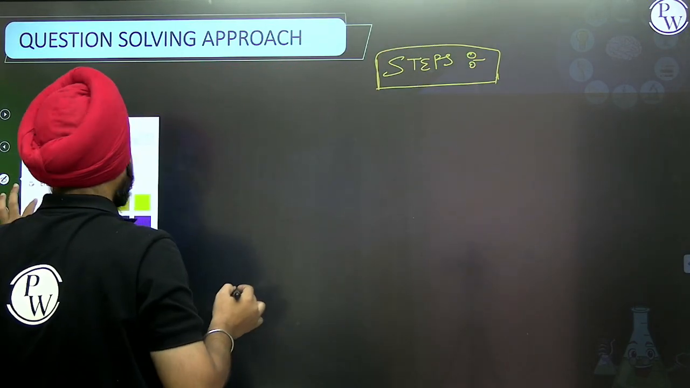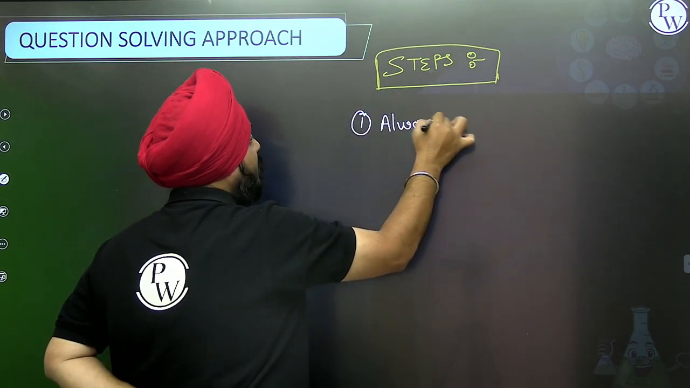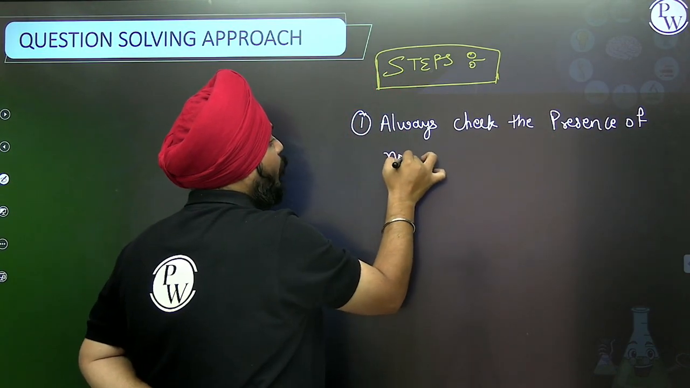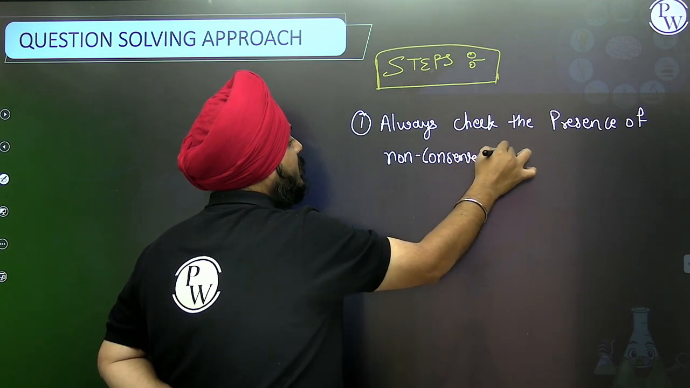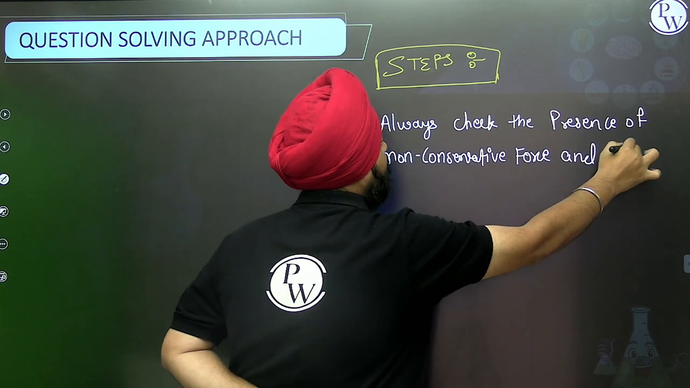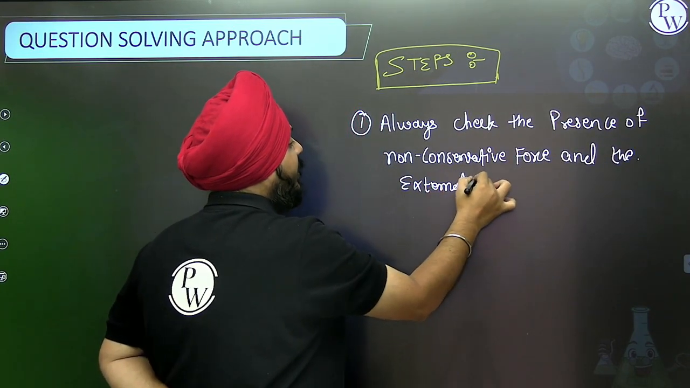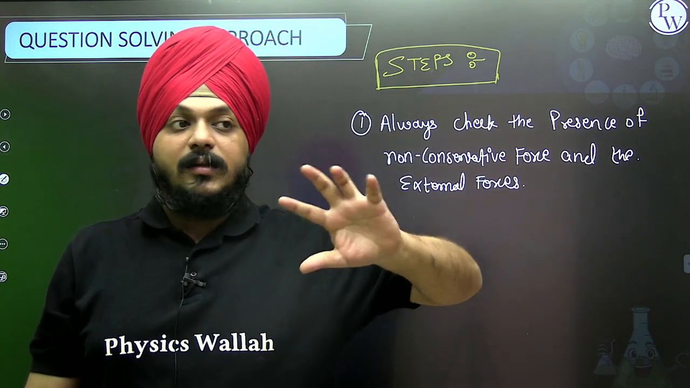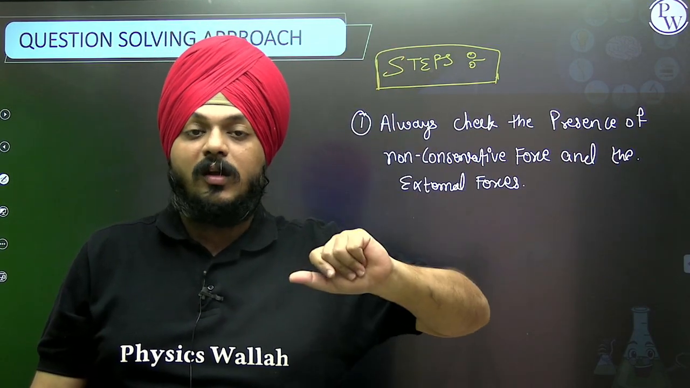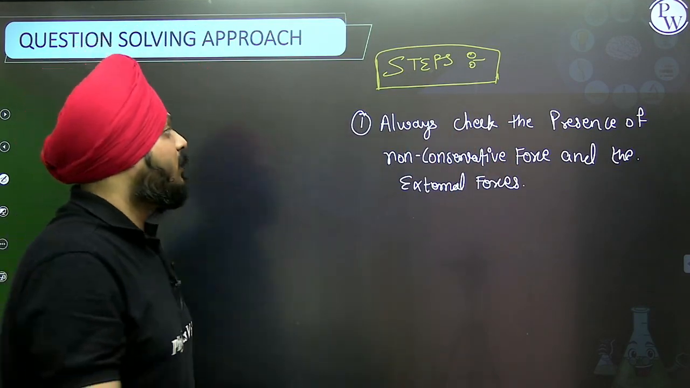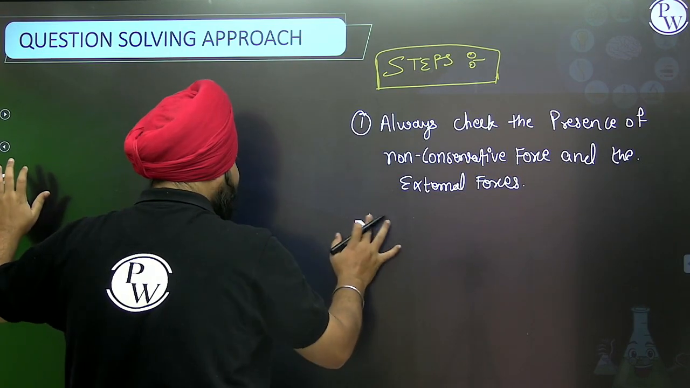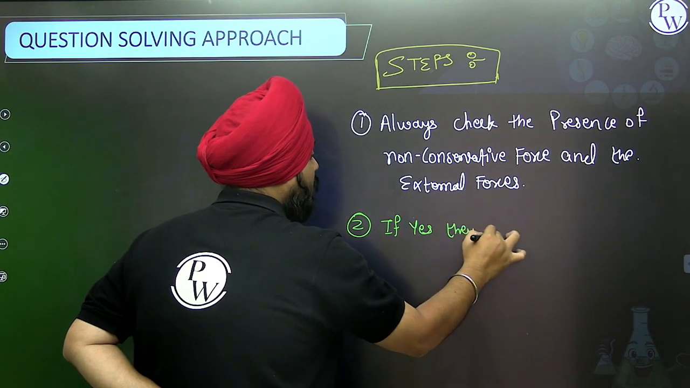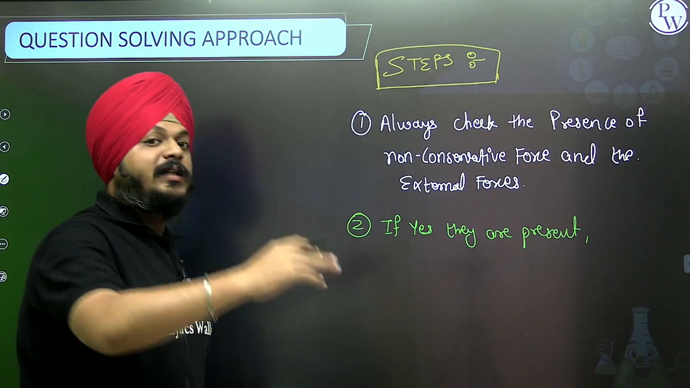The first step: always check the presence of non-conservative forces and external forces. Whenever an application of the work energy theorem comes up, always check whether friction is present or not, whether any kind of resistive forces are present or not, and whether any kind of external forces are present or not. If yes, they are present, friction is present, external force is present, everything is present.